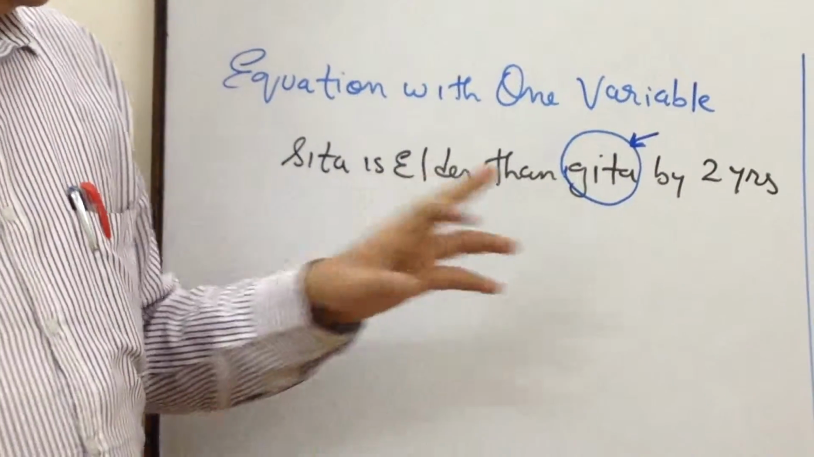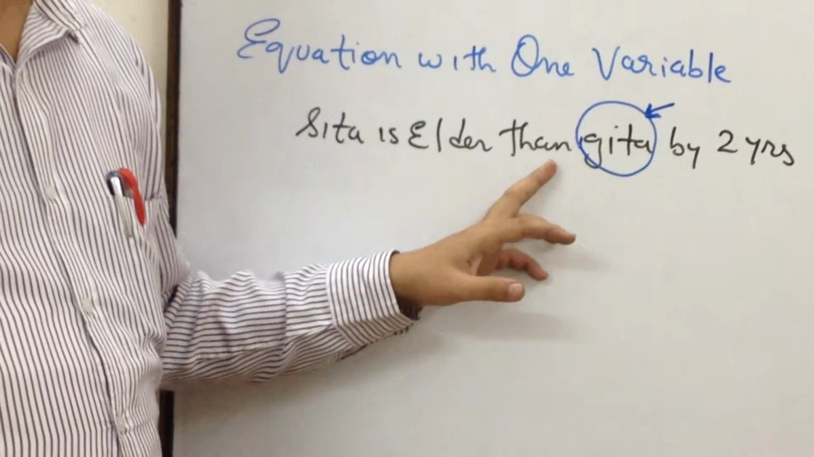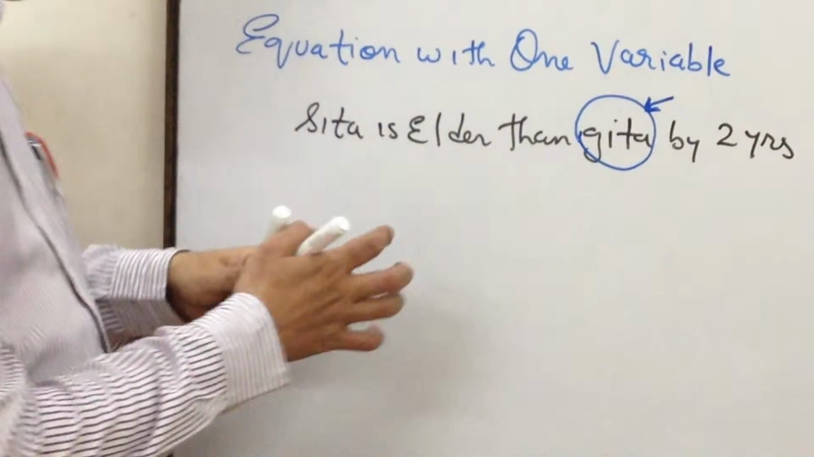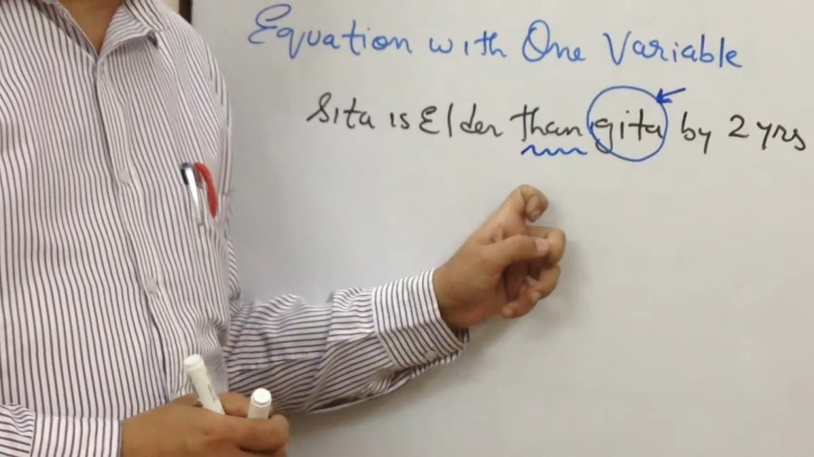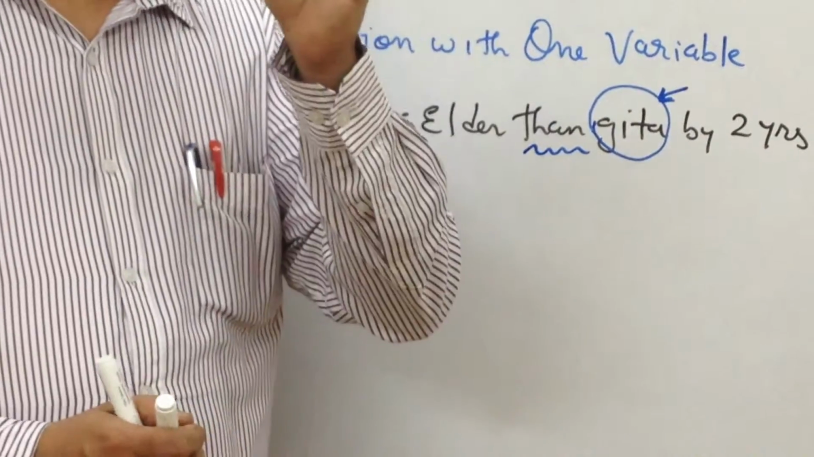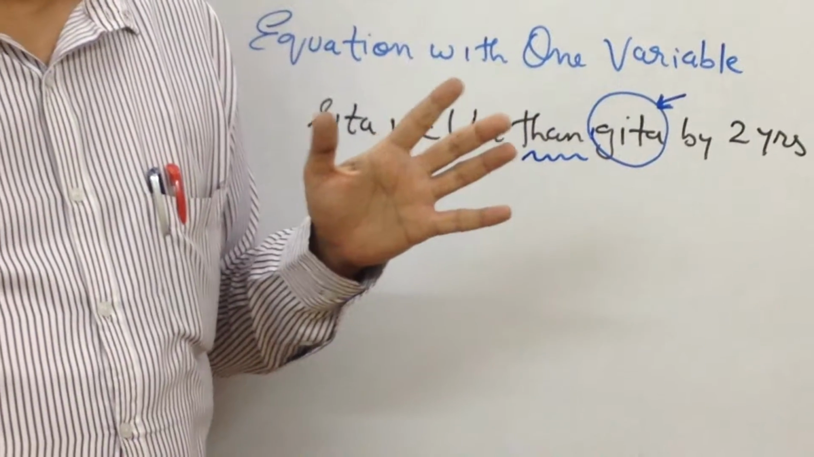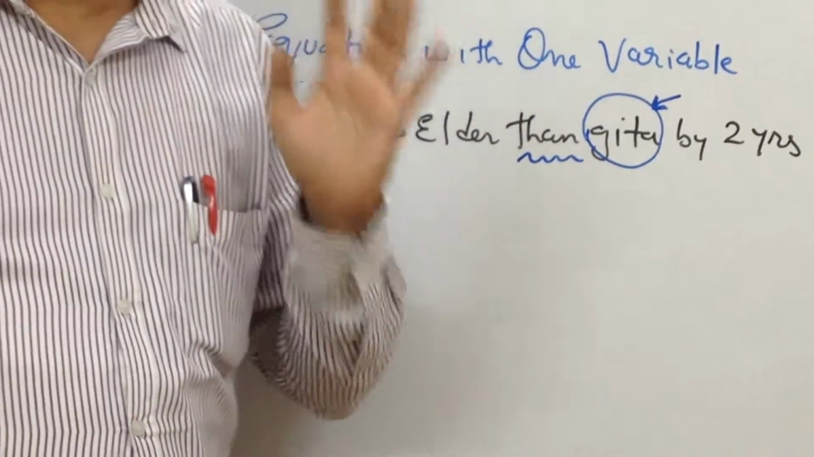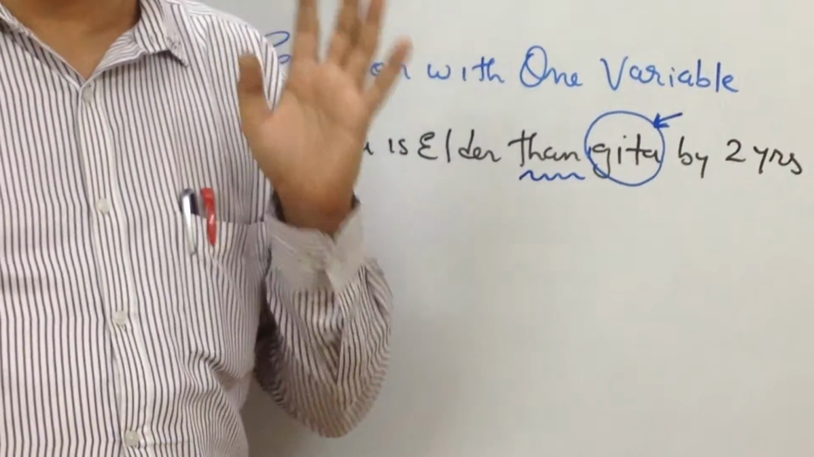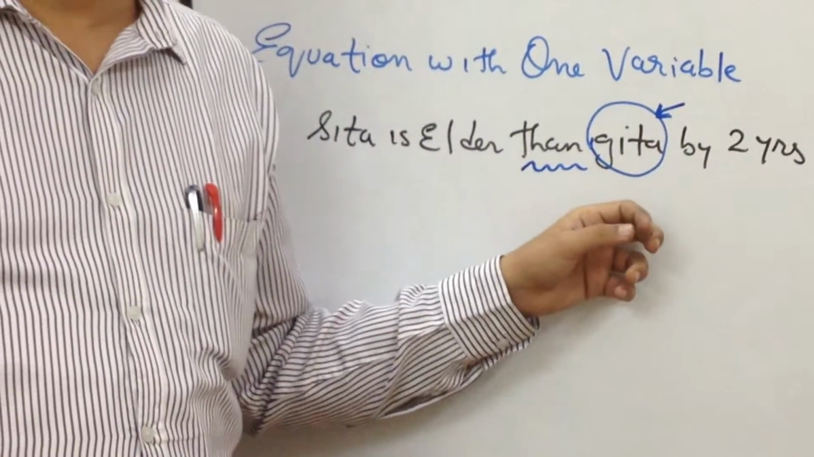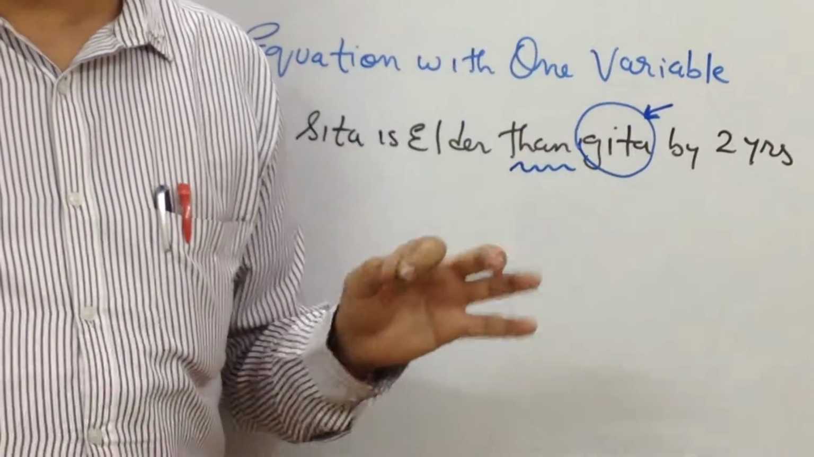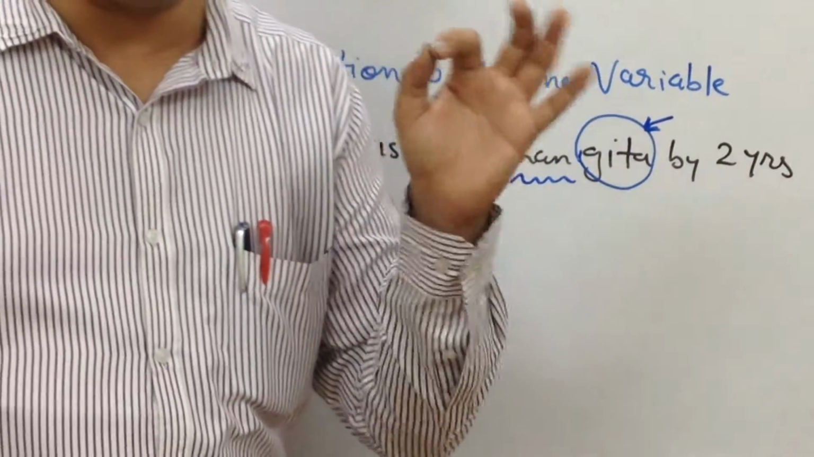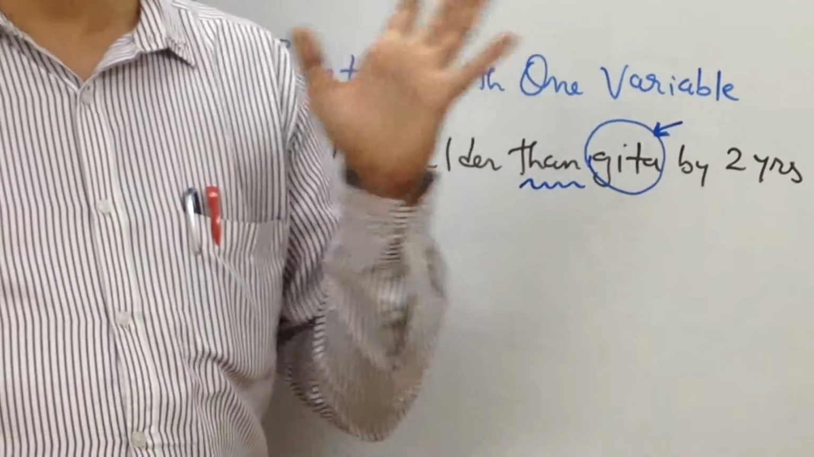What, sir? Always the parameter which comes after the word then is always an independent parameter. This happens most of the time, and students find it very, very easy that after then whatsoever is the parameter, that will be taken as independent. As in my technique, whatsoever is the independent parameter, you take it as x.